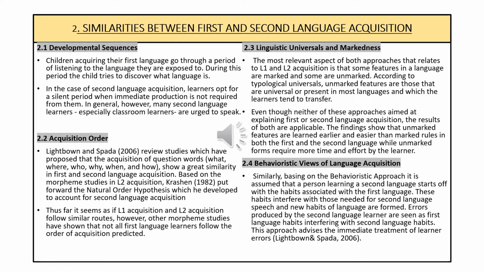In 2.4 is the behavioristic view of language acquisition. Basing on the behaviorist approach, it is assumed that a person learning a second language starts off with the habits associated with the first language. These habits interfere with those needed for second language speech, and new habits of language are formed. Errors produced by second language learners are seen as first language habits interfering with second language habits. This approach advised the immediate treatment of learners' errors.